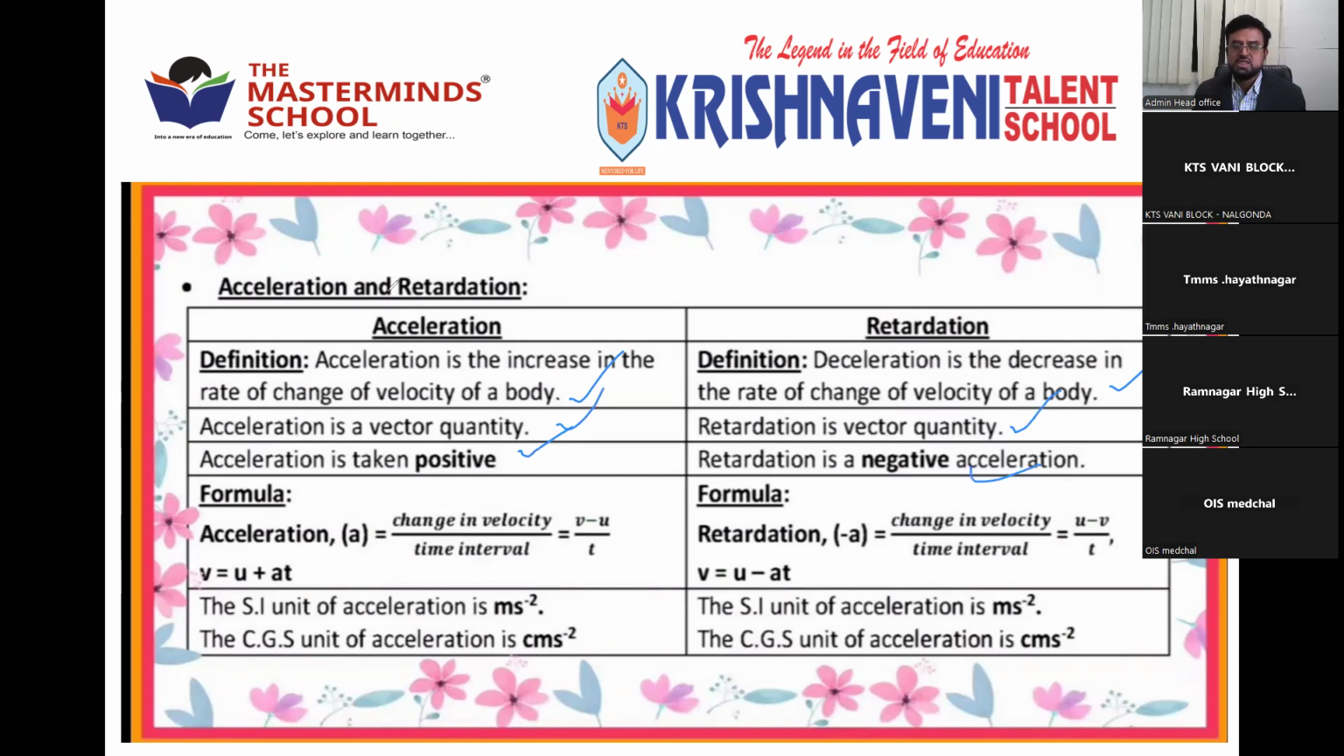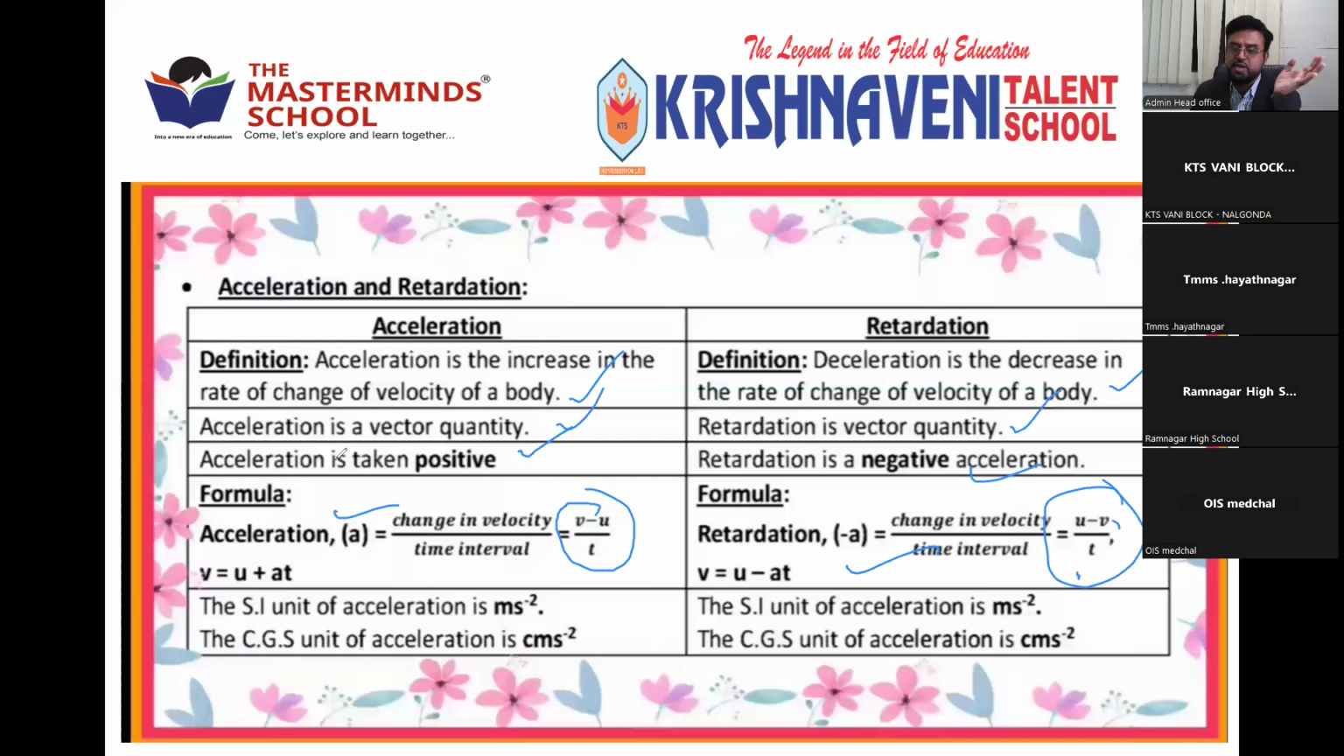The formula you can see: change in velocity by time is acceleration. That is the rate of change of velocity, that is a equal to v minus u by t. Whereas retardation is given by u minus v by t. Why? Because u is more. It started with more speed and decreases the speed. Final velocity is less than initial velocity, so you get u minus v by t.